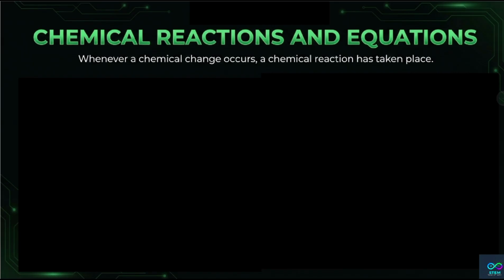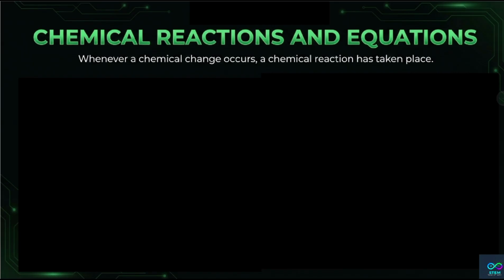Whenever a chemical change occurs, a chemical reaction has taken place. Chemical reaction means the original substances disappear. New substances are formed, and the change is usually irreversible. For example, paper burning equals chemical change. Why? Because after burning paper, you cannot get paper back.